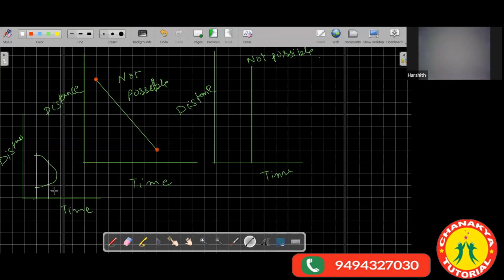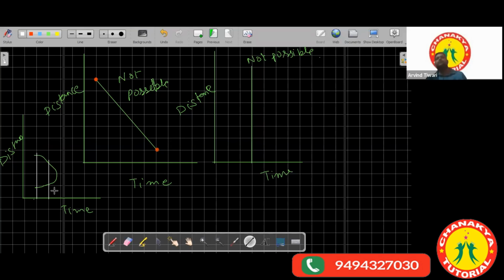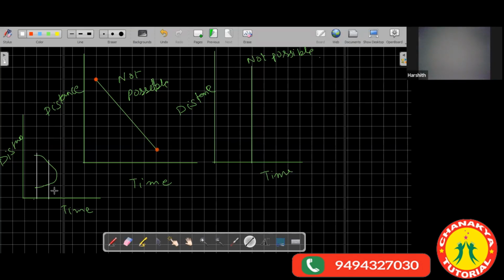Sir, even in the graph, the time increased suddenly and then decreased. Yes, so time can never decrease. Time will go on increasing. And the distance is also decreasing.